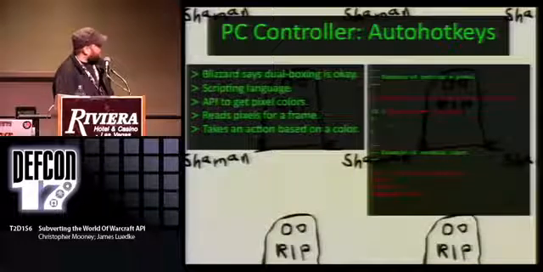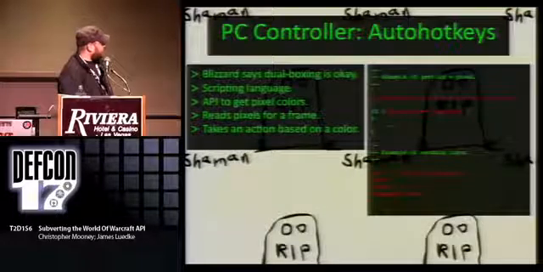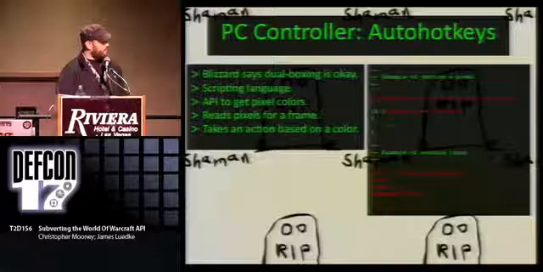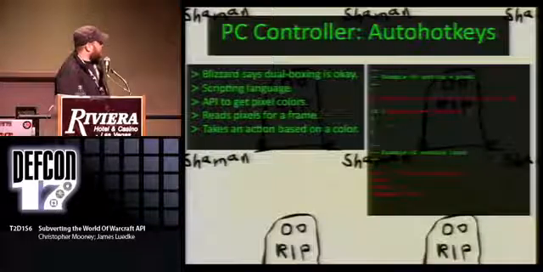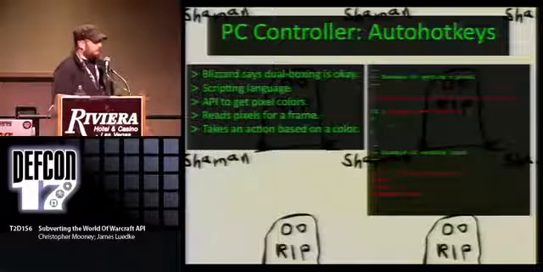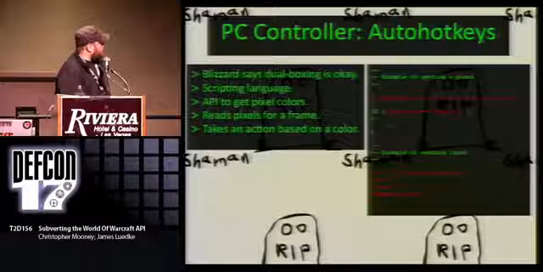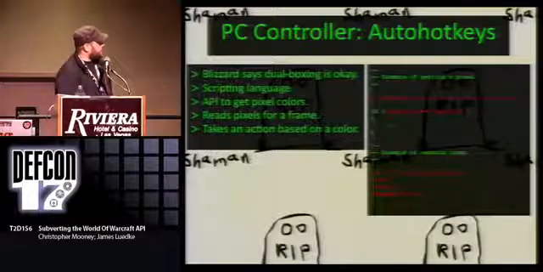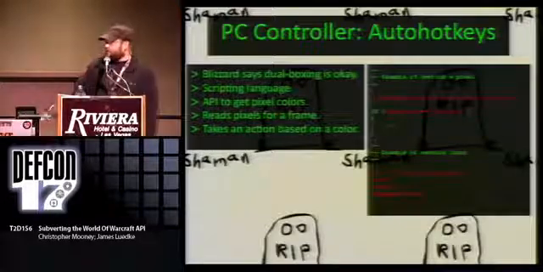So this is the PC controller. We used AutoHotkey because Blizzard is okay with people using AutoHotkey for multi-boxing. It's a scripting language. It has an API to get pixels, although it's kind of slow because you need to set up a context each time you grab a pixel. So it reads the pixels from the frame, takes an action based on that color, and this is just sort of the syntax, which is maybe not as interesting.